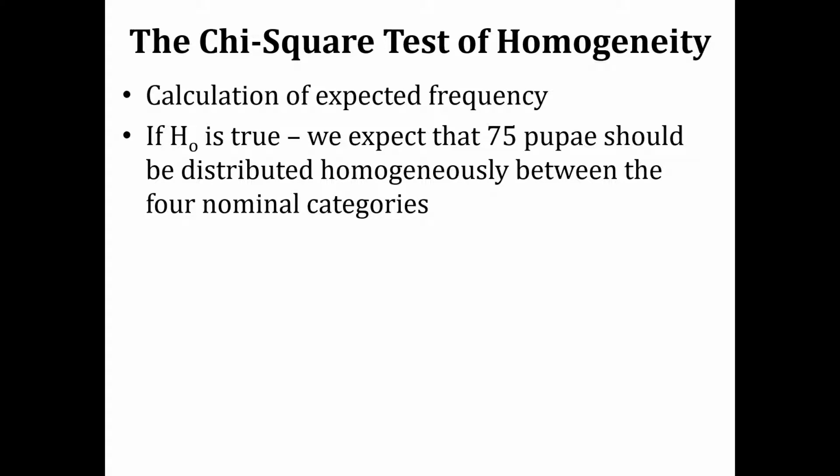Our null hypothesis was that the frequency distribution in all of these classes is homogeneous. So if the null hypothesis is true, we expect that 75 pupae should be distributed homogeneously between the 4 nominal categories. For that, we do the calculation: we have 4 classes, so 1 by 4 into 75, which is the total number of observations. 75 divided by 4 is 18.75. So 18.75 pupae should be present in every category.